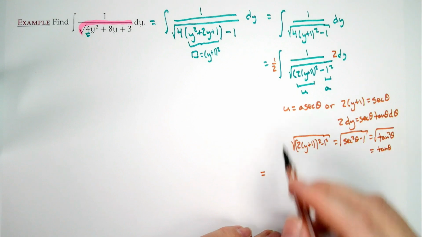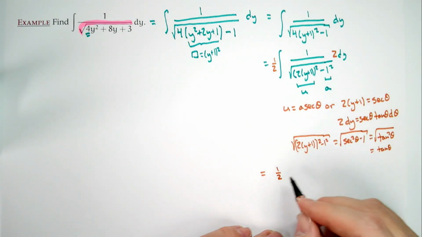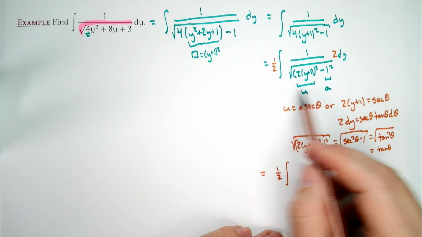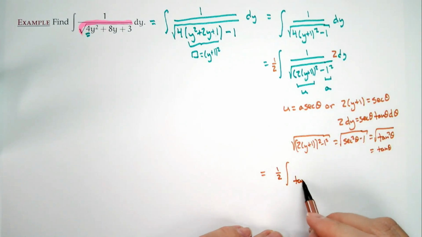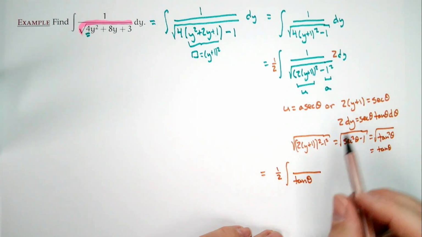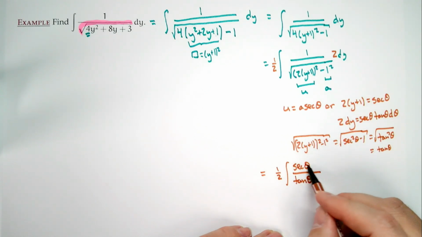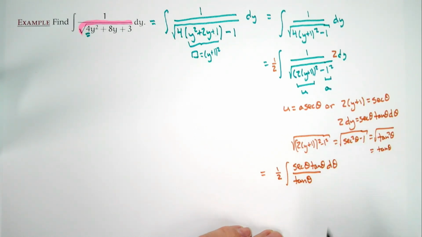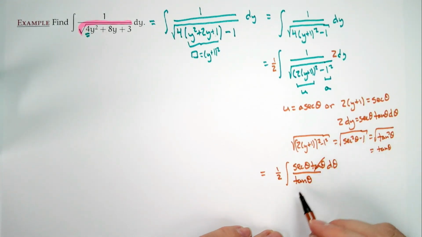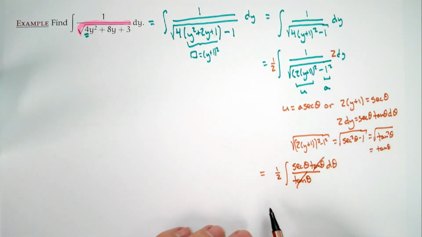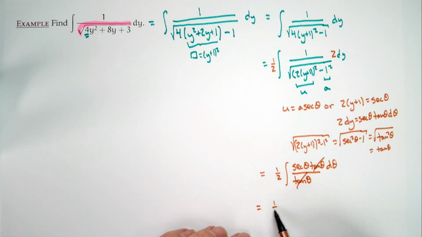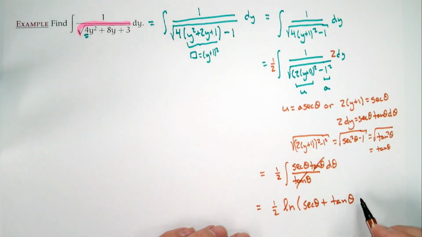So we get that this is equal to 1/2 integral. The downstairs becomes tangent, and the upstairs becomes secant theta tangent theta d theta. The tangents work out nicely, almost as if it was designed to work out nicely. So what do we have? We have 1/2 integral of secant. That's something we should know. Log of secant plus tangent.